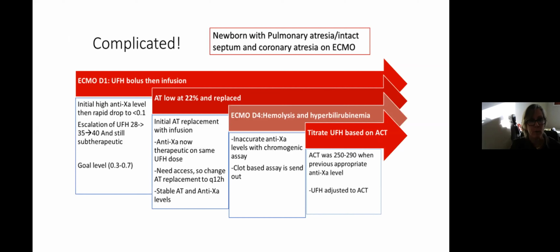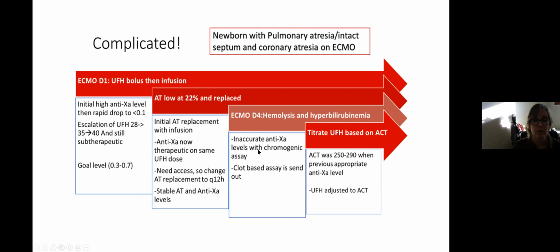All right, so going back to our case, some of this may make more sense. The patient was cannulated onto ECMO. Anticoagulation is needed for the circuit, so they got their heparin bolus and infusion. They were super therapeutic after the bolus, but then instead of falling to a therapeutic level, they went to subtherapeutic. We had evidence of heparin insensitivity because we couldn't get an increase in our anti-10A level despite increasing the dose. So an antithrombin level was checked, it was low and replaced.